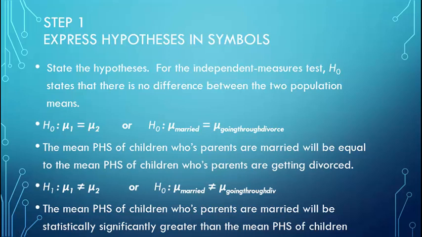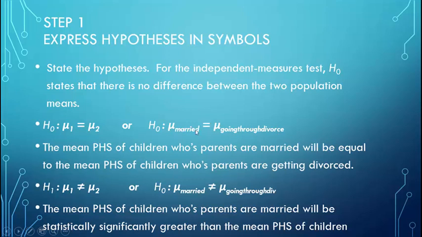You can write your hypotheses either way. This first one I have here is using symbols. mu1 is equal to mu2. And in this case, mu1 is married, mu2 is going through divorce. Or you can use a more descriptive subscript there. So the null hypothesis would be mu of children whose parents are married is equal to the mean physical health score, or mu, of children whose parents are going through divorce.